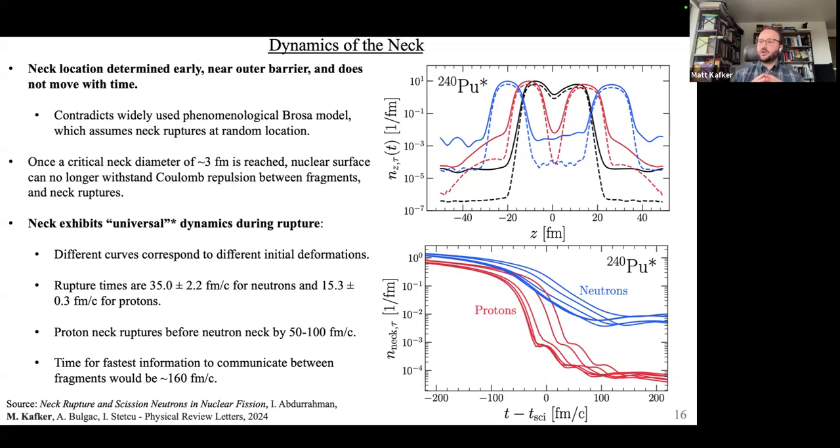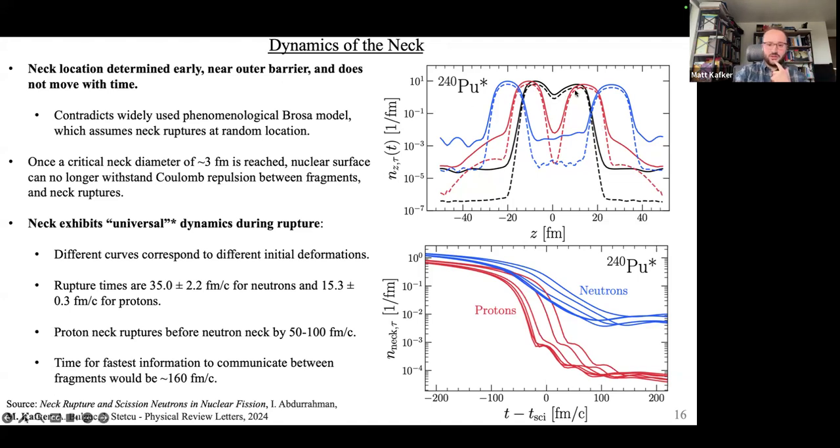And my understanding of how this works is you take a nucleus, you consider it to be in some highly elongated shape, and then somewhere along the neck at some random location, you chop the nucleus. And you imagine the randomness can give you a distribution of particles in this fragment and a distribution of particles in this fragment. And all this to say, the microscopic calculations do not substantiate the notion that there's a random location for the rupture of the neck. The neck location is determined early, basically at the outer saddle, and it does not move as you evolve towards scission.